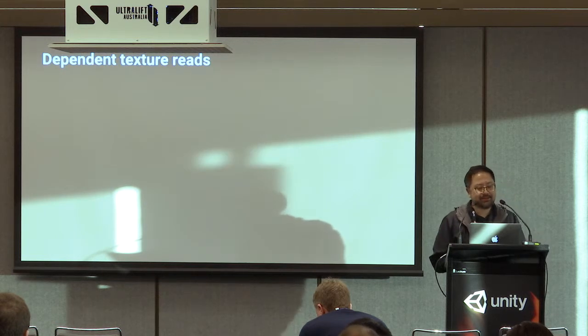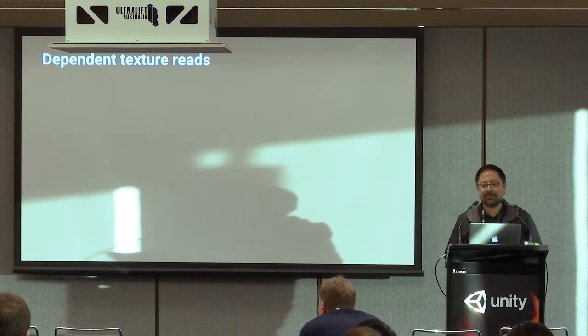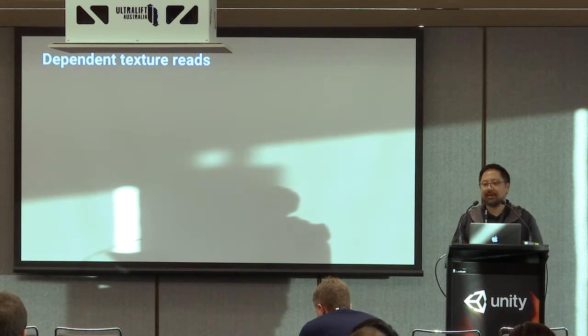So dependent texture reads, right? Originally, I thought too that what a pixel shader does is just take the data from the vertices and give you interpolated points.